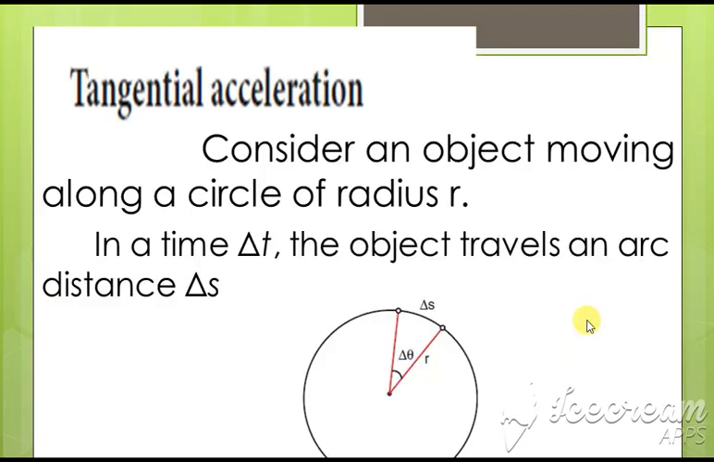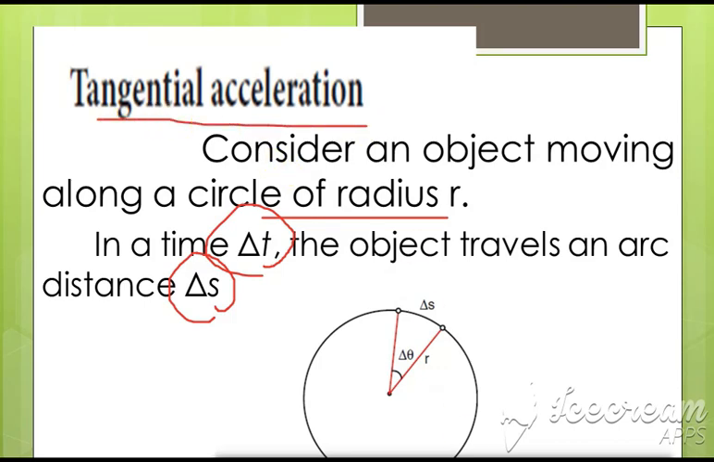So this is a new term which you are seeing here. What is meant by tangential is, whenever an object is moving in a circular path, and it has a radius r, at that time what is the acceleration it is experiencing, that is called a tangential acceleration.